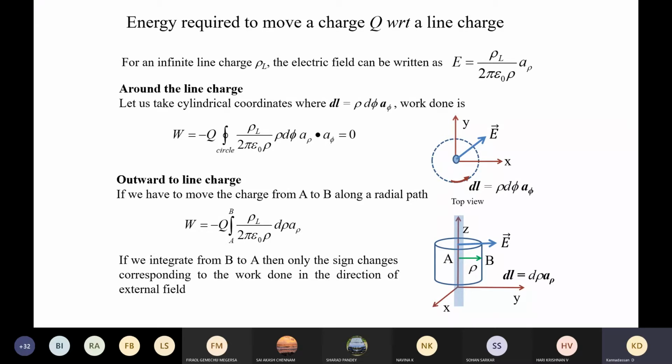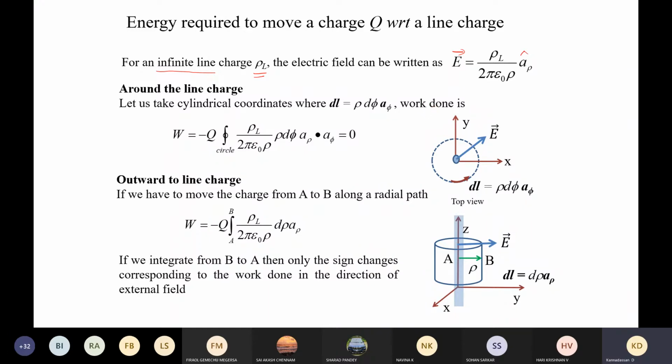What we are going to do is take an infinite line. If we take an infinite line which has a charge distribution of rho L, we can easily say the electric field exerted by this infinite line, which we already calculated with both Coulomb's law as well as Gauss law. In both cases we got the same expression: rho L divided by 2 pi epsilon naught rho, times a rho vector, this unit vector. So this is the field expression.